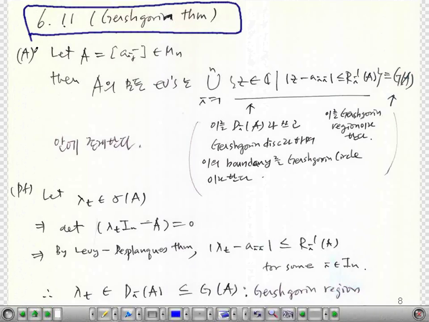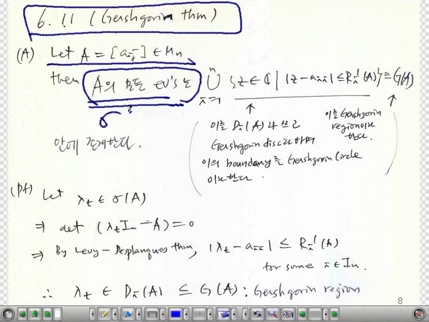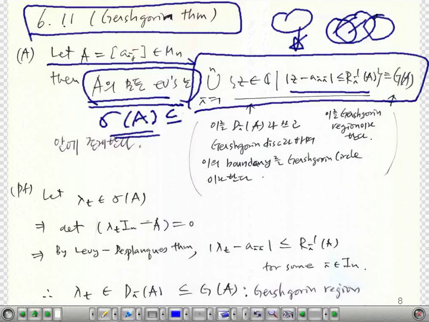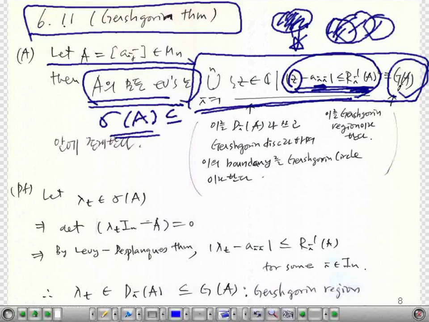Gershgorin in 1931 solved the same problem, the same theorem, in another way. Let A be an n by n matrix. And he found that the set of all eigenvalues is in this region. He gave this theorem: the set of eigenvalues is in this set. This is a union of circles, isn't it? This is a variable, this is a center, and this is a radius, isn't it? That's the inside of the circle. Each of these is a circle, and we take the union of those circles. This is called G of A, the Gershgorin region.